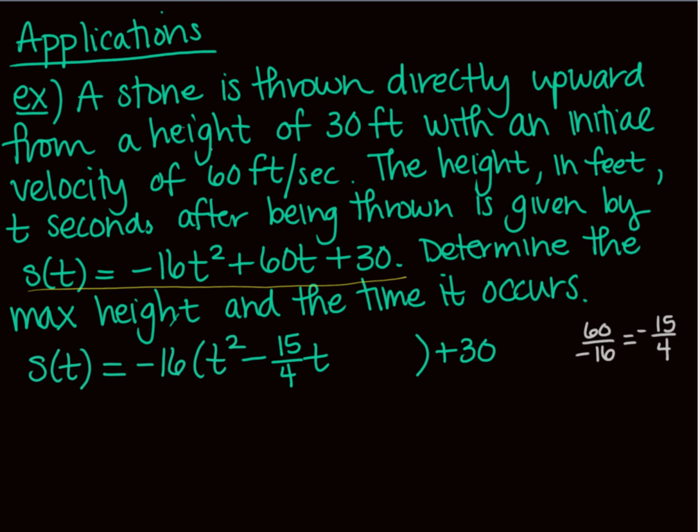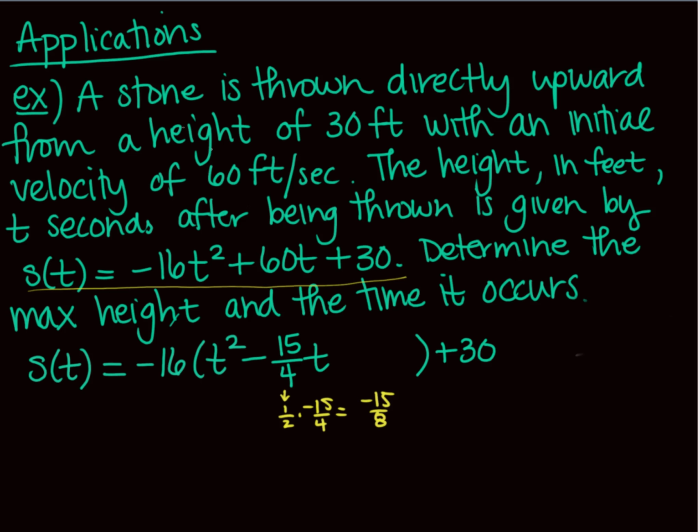Again, I'm completing the square so that I can determine the vertex, which will give me the maximum and where it occurs. Okay, now I'm ready to complete the square. Same thing every time. I'm going to take half of a negative 15/4, which in this case is a negative 15/8. We're going to get into some serious fractions here.